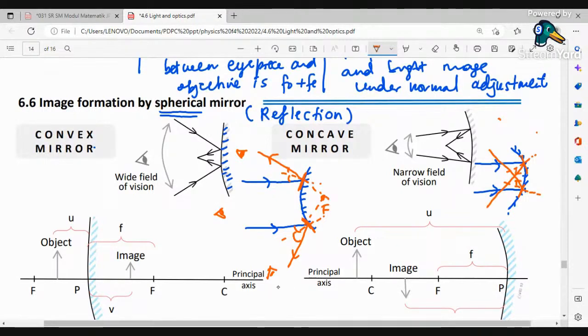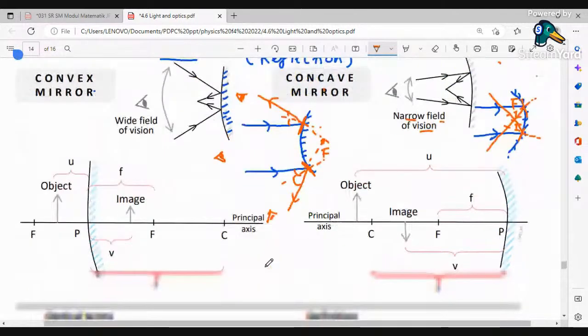Okay, so dia converge to one point that we call it focal point. Okay, so untuk ini you boleh nampak kalau dia converge, okay, converge means you observe a narrow field of vision. Sebab dia reflect kat sini saja, reflect masuk sini. Okay, so ini narrow field of vision. Okay, so that's why ini panggil converging mirror. Okay, converging mirror.